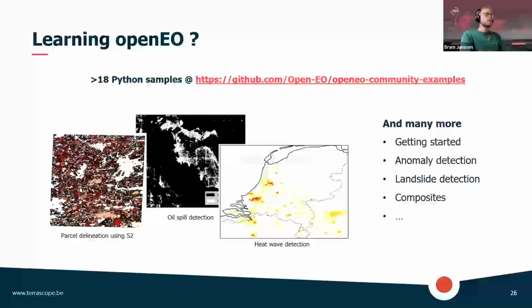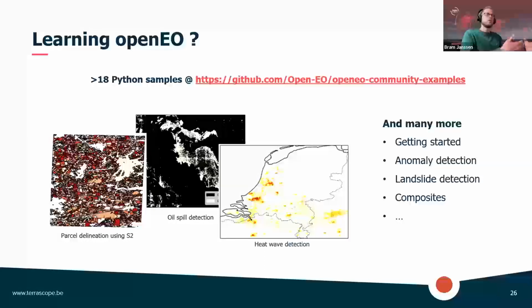If you are already using openEO and you know the concepts already, another interesting resource is our openEO community examples. We have a GitHub repository where we have more than 18 different Python examples, so notebooks where we explain code line by line what we do within openEO and how we can implement a certain use case. We have examples on how you can do parcel delineation using Sentinel-2 or detect heat waves, for example. But we also have notebooks that help you really get started. Let's say that you start from scratch.